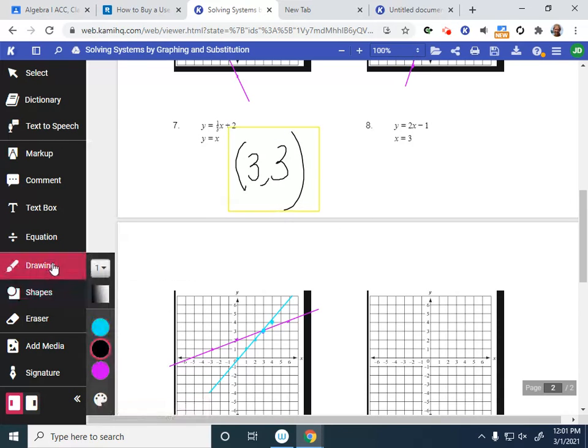Okay, number 8, y equals 2x minus 1. So here's my y-intercept. The slope is 2, up 2 over 1, up 2 over 1, up 2 over 1. So there's my first line.